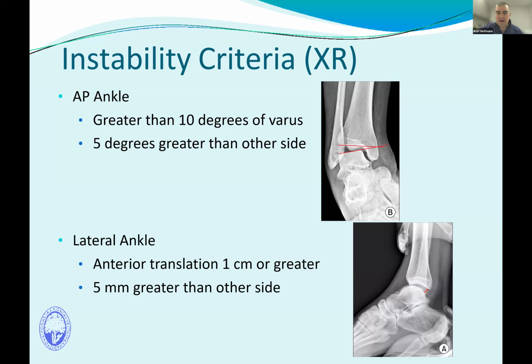Similarly, on a lateral radiograph, the same anterior drawer type of mechanism, we're looking at translation of the talus. You can see that the talus, being the round bone here to the right, you can see the gapping is much more significant posteriorly as opposed to anteriorly. So that talus has been translated anteriorly.